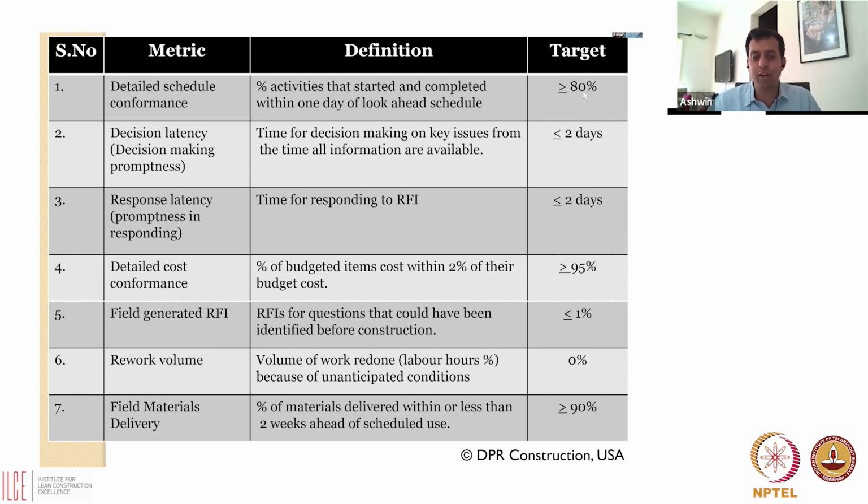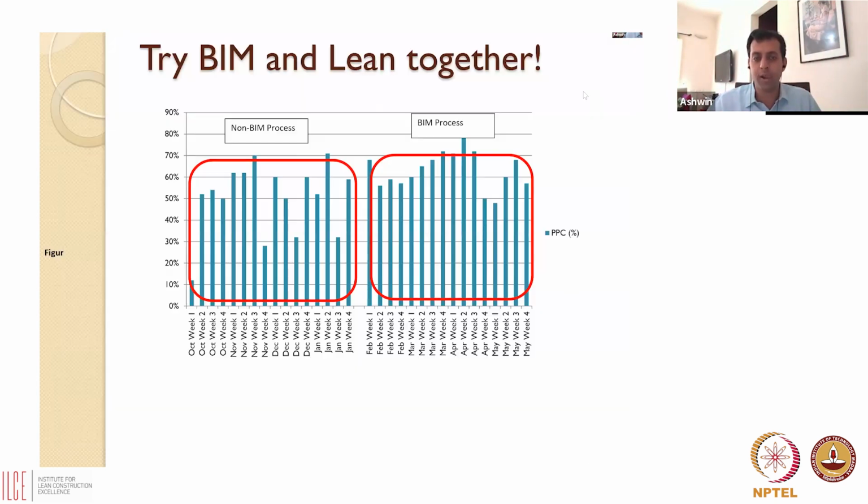Field generated requests for information come down by 99%, right, because there are fewer questions that are answered in the field, right? Cost conformance is very, very high, right, and so on and so forth. So quantitatively, BIM does have benefits. And if you're wondering, are these benefits only in America? Are there benefits in India? We have done studies in India as well, right? And we also get similar results, right? So there are lots of improvements that accrue due to BIM that also lead to time savings and cost savings. Okay, so BIM can certainly help improve the performance on your construction sites.